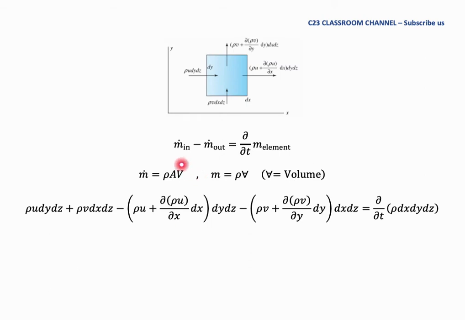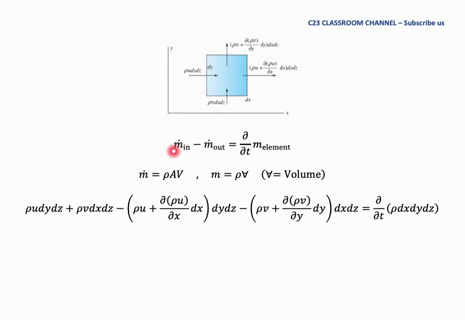We could write m dot, the mass flow rate at inlet, minus m dot, the mass flow rate at outlet, is equal to d/dt of the mass in the element, in the control volume. So it means the change of mass in terms of time in the control volume.